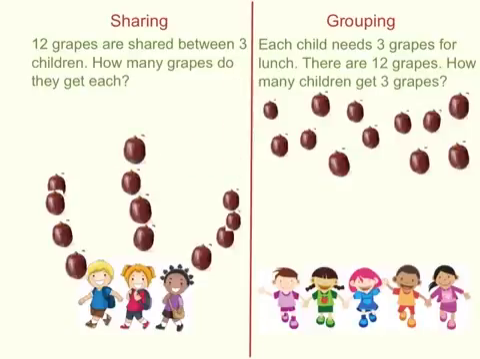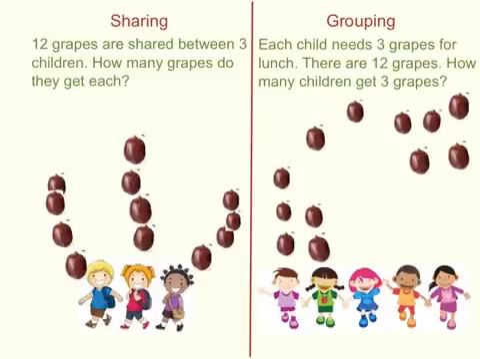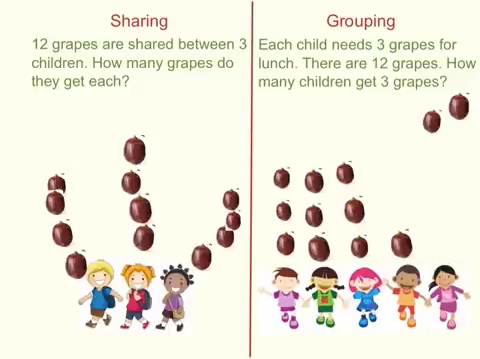Whereas for a grouping context, each child needs 3 grapes for lunch. There are 12 grapes. How many children get 3 grapes? Well, the thing that's fixed is the number of grapes that they get. The thing that we don't know is how many children that's enough for, until we sort them and we realise that's 4.